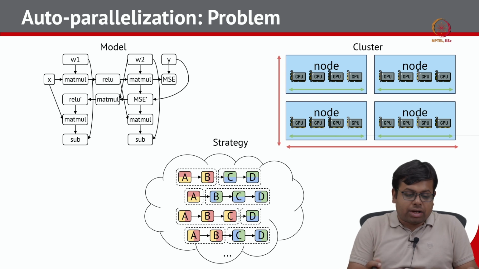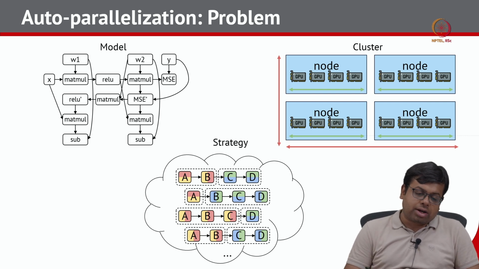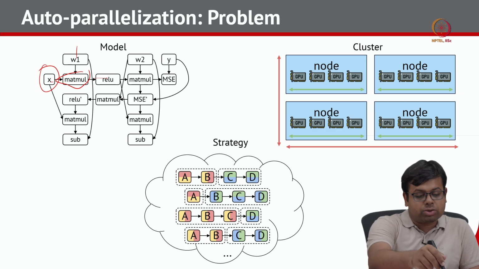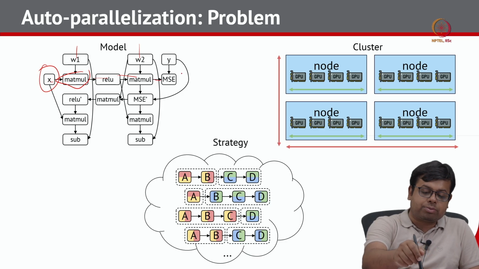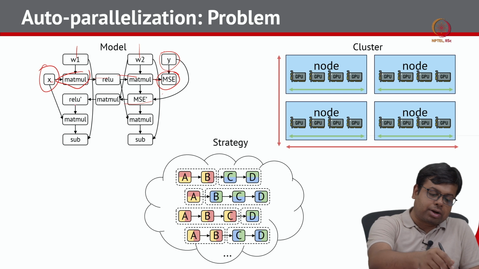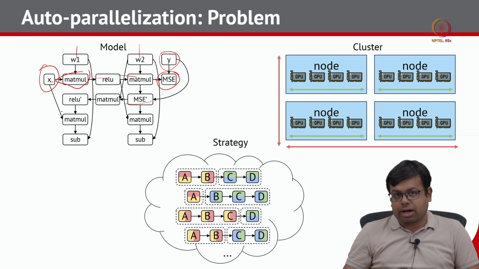Now, let us visualize this kind of auto-parallelization. Let us say we have this model. X is the input, and then we have a matrix multiplication between weights and the input, and then it goes to ReLU, then another matrix multiplication between the activation and the weights, and then we get some output which is compared with the golden labels y, and then we compute the mean square error loss. That loss is propagated backwards to perform the training. That is the backpropagation technique. So, this is the whole computational graph.